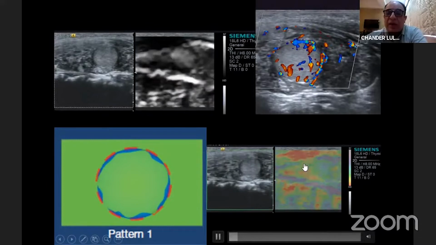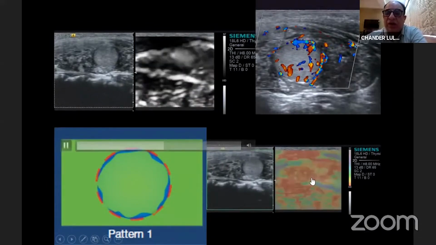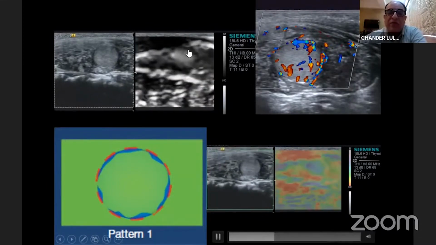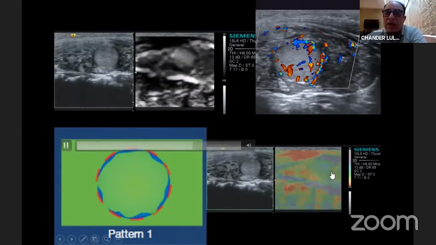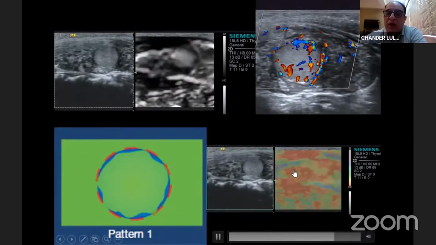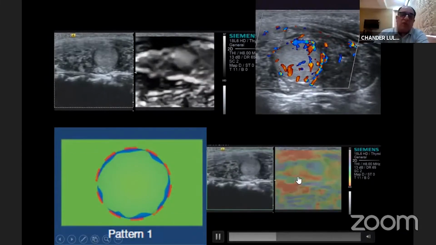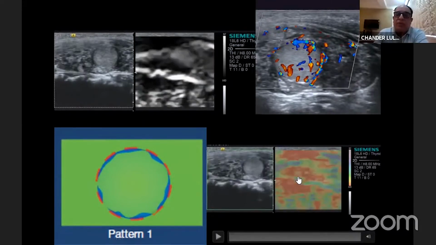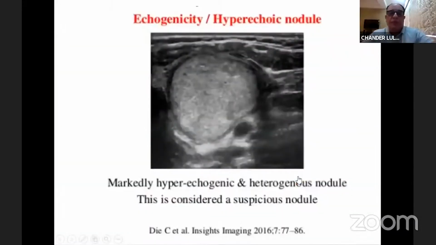And again, the color, this is the same. Their elastography can be in color or black and white. White is soft, black is hard. And here green is showing it to be hard. That's the nodule here. So very typical of a benign colloid adenoma.